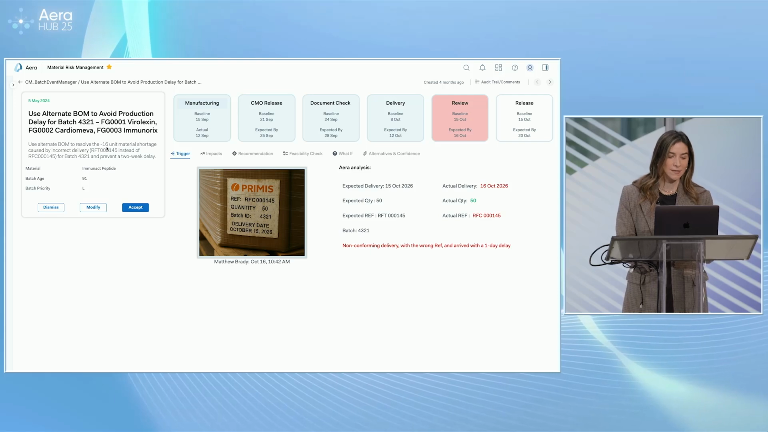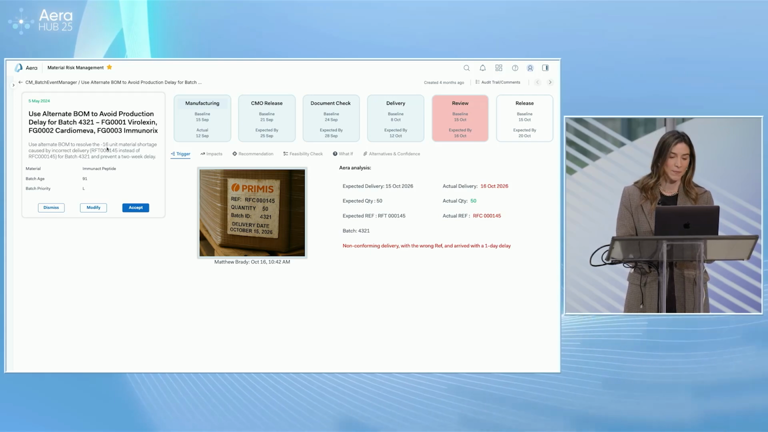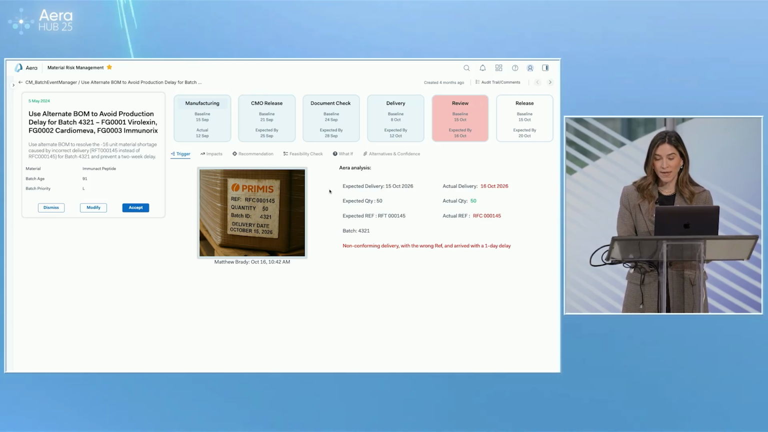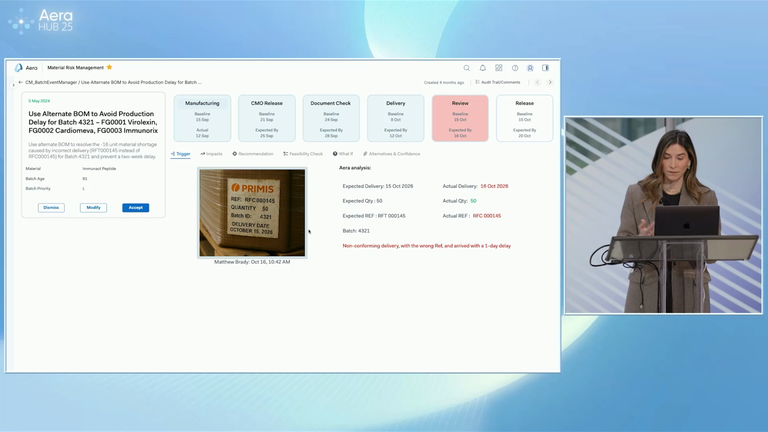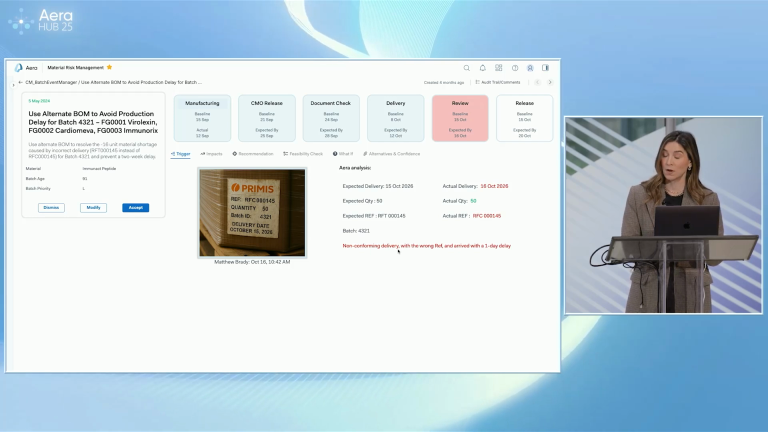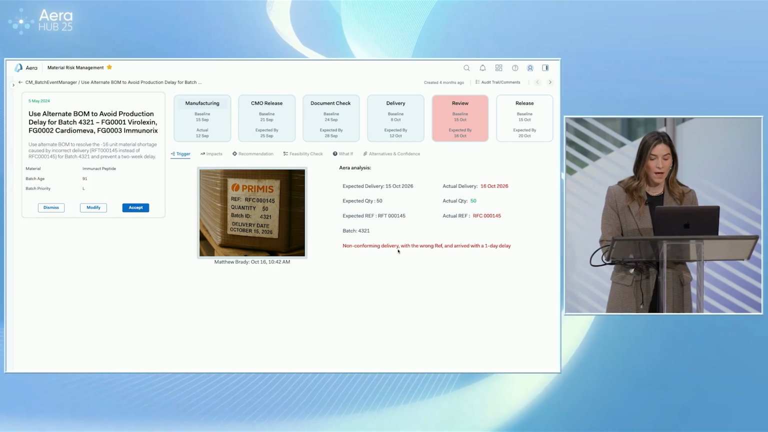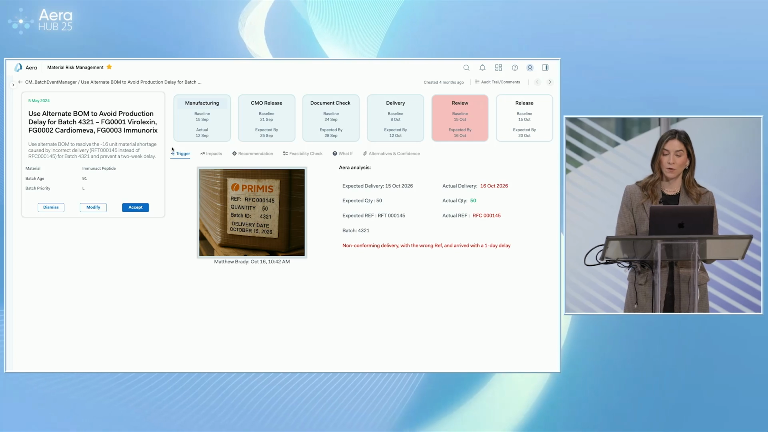So there are 16 units that are short on a particular material. And then on the right, I can see where this came from. Clearly somebody took a picture at the warehouse, and Aera read this picture and caught that there was a non-conformance with this delivery. So I get more information on the right about what the trigger was.